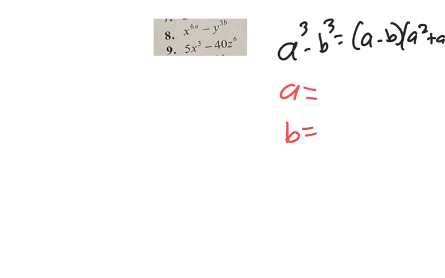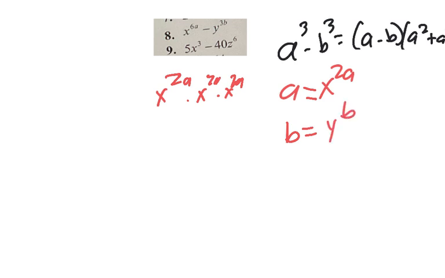So the cube root of x to the 6a is x to the 2a. This is just showing you how you get that. If I multiplied x to the 2a times x to the 2a times x to the 2a, remember, we multiply powers with the same base, we add the exponents. So 2a plus 2a plus 2a would give me x to the 6a. Because I multiplied 3 times, that means that's the cube root. And same thing here with y to the 3b. The cube root of that would be y to the b.